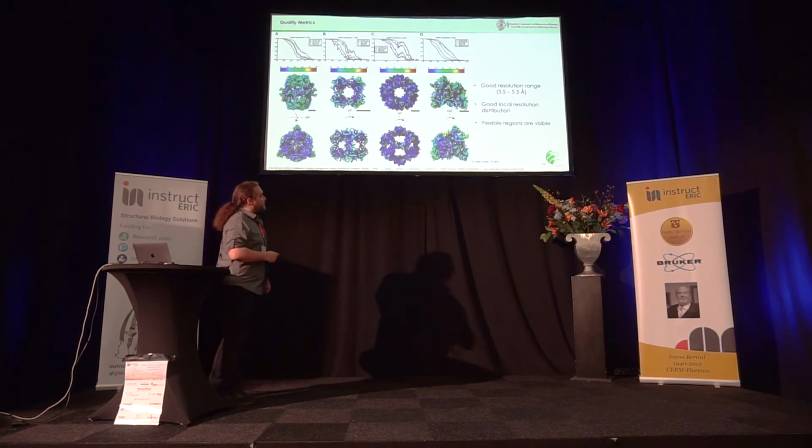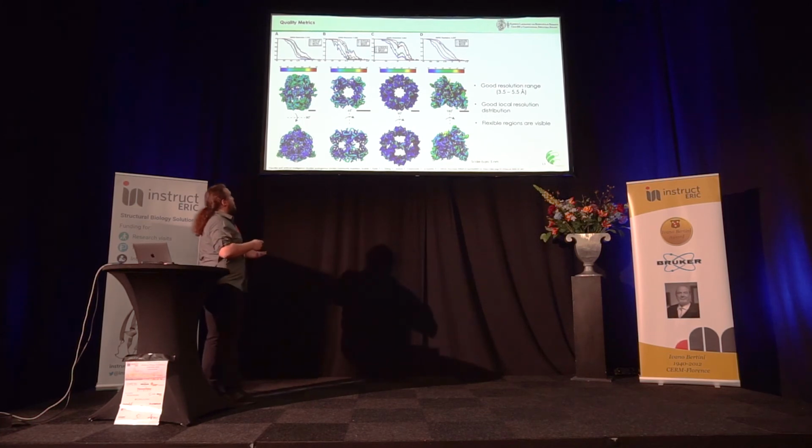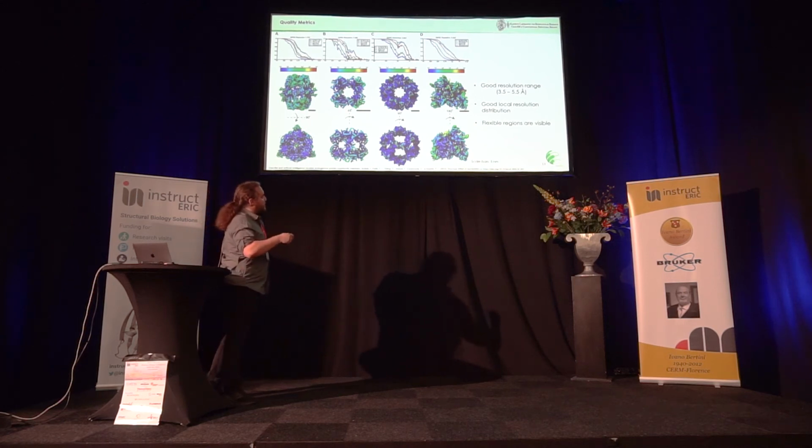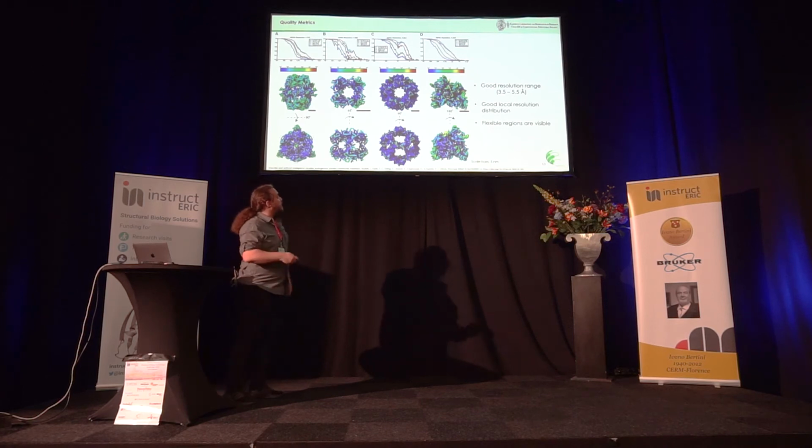These are the quality metrics for all 4 reconstructions. You can see that the resolution distribution is quite decent for all 4, especially high resolution for signature 3, the pyruvate dehydrogenase complex. We could also identify the highly flexible features, as in the case of fatty acid synthase, these peripheral subunits, and for the 60S ribosomal subunit, the flexible RNA components on the periphery.